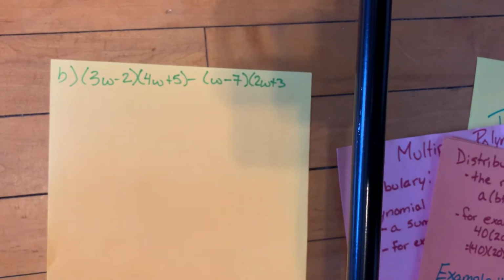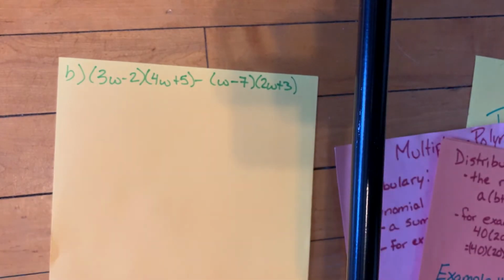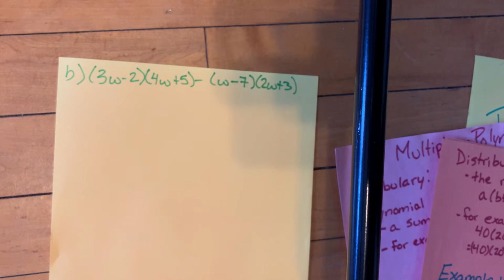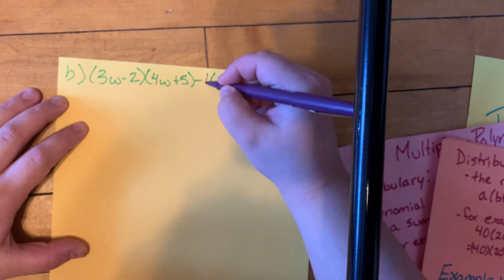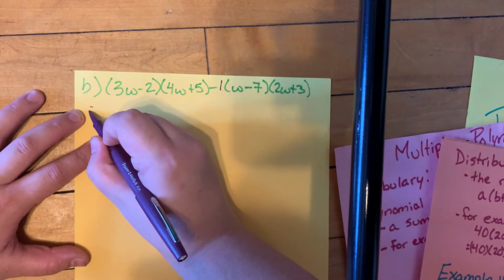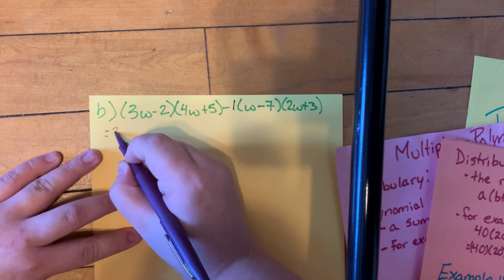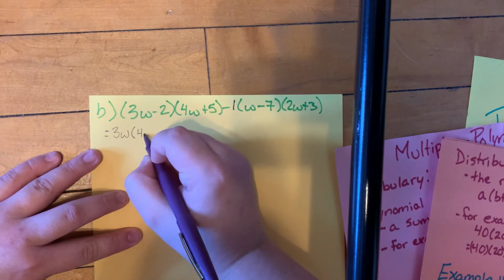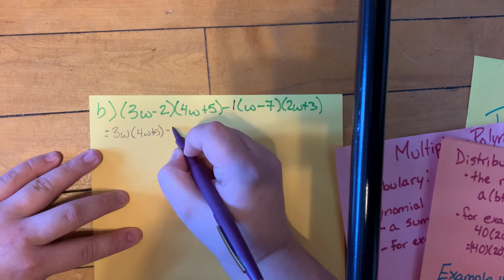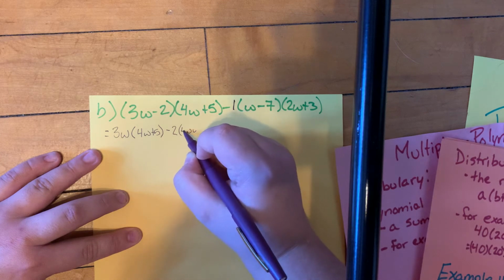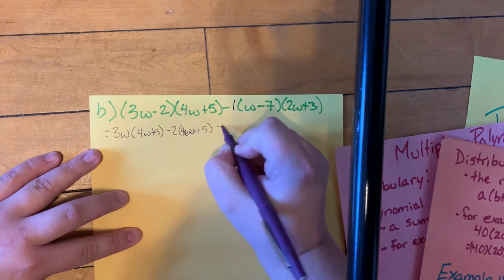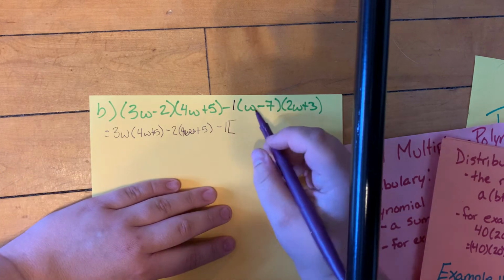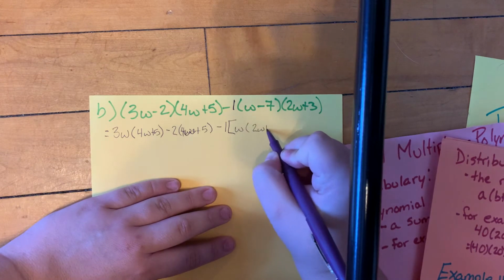For us to walk through, we have (3w − 2)(4w + 5) − (w − 7)(2w + 3). Now, what we need to do is pretend like there is a 1 here, otherwise we're going to forget a step. So what we're going to do is follow like the other question did. We're going to take our 3w, multiply it by our 4w plus 5, and our negative 2 times 4w plus 5, take away 1 times w times 2w plus 3.